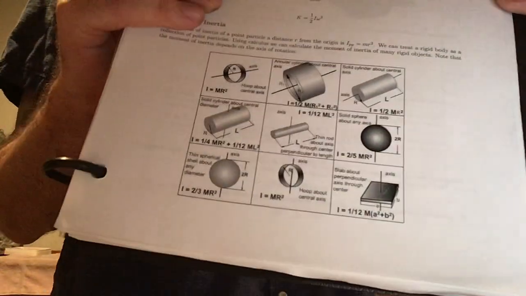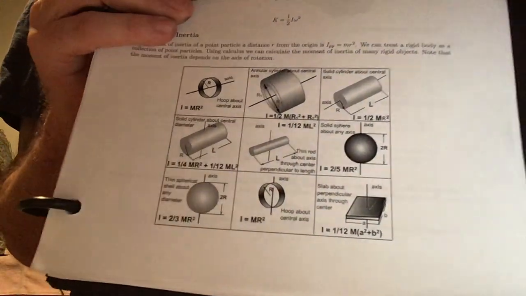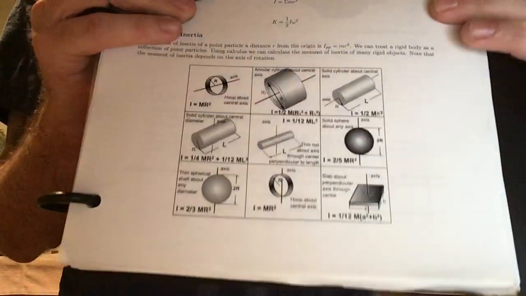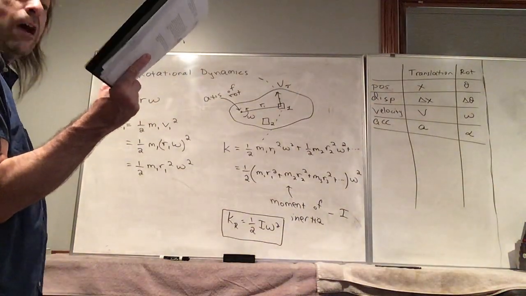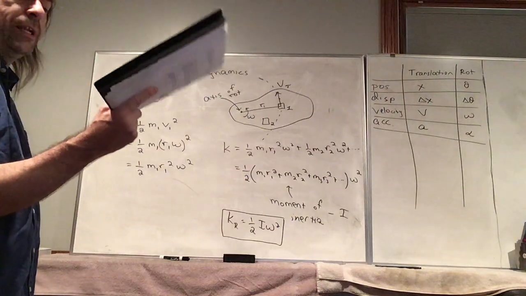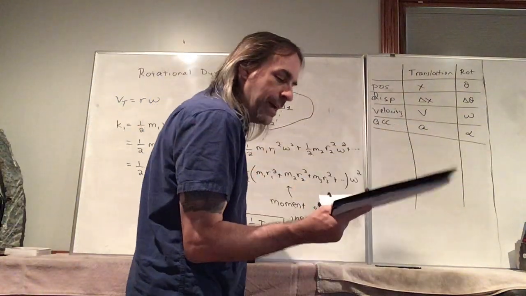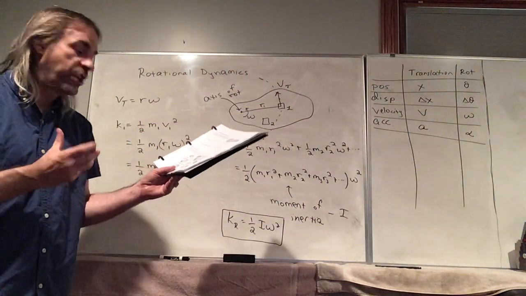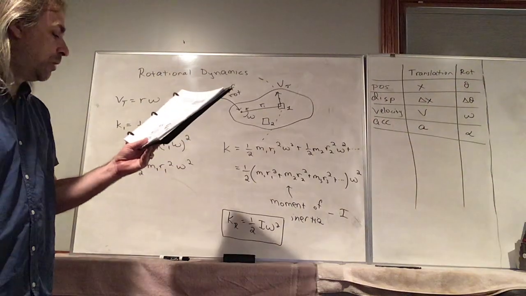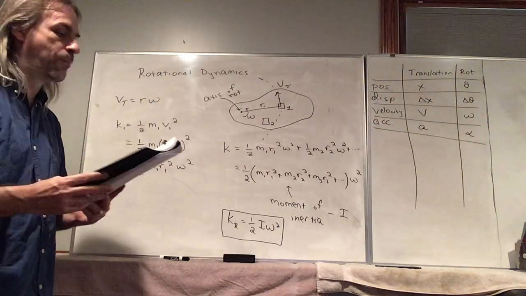Different objects are going to have different moments of inertia. It depends on the axis of rotation as well as the geometry of the object itself. For example, for a solid sphere about any axis going through its center, I is 2/5 mr squared. If you have a spherical shell, that would be a hollow one, then I is 2/3 mr squared. So you have a different number.